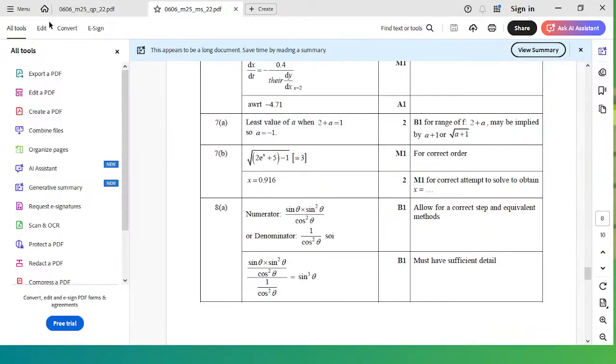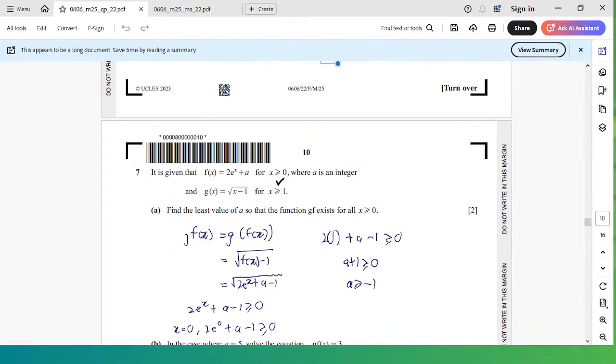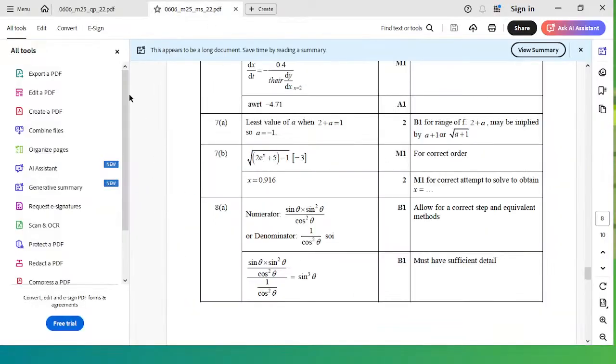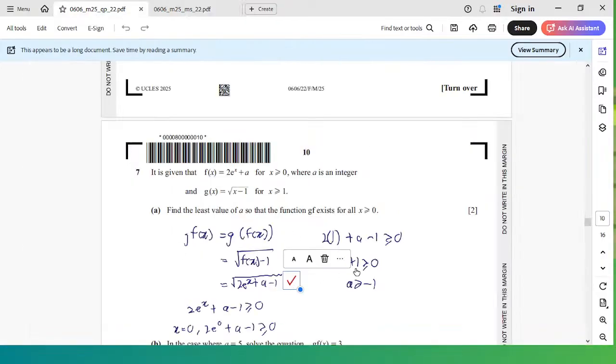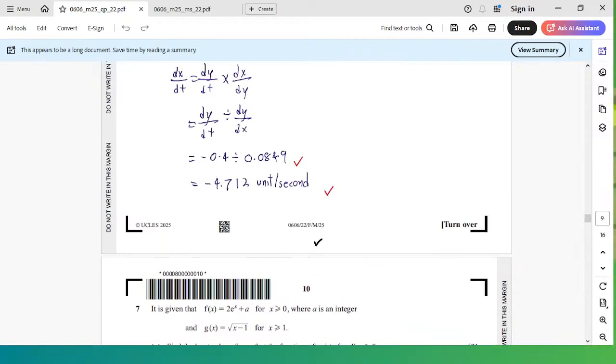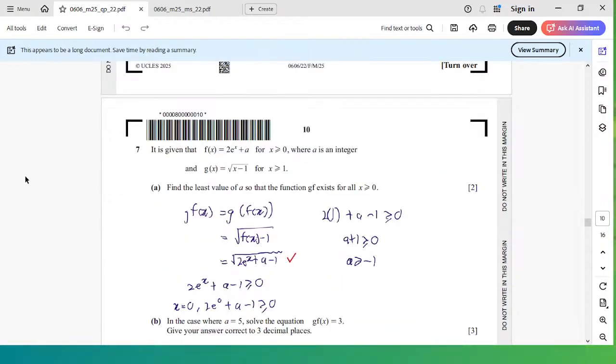A equals negative 1. Least value. This is least value, right? So I still score my B1, but I do not take my mark. I said A is less than negative 1. They say the least value of A. Not great. So this is B1 only.